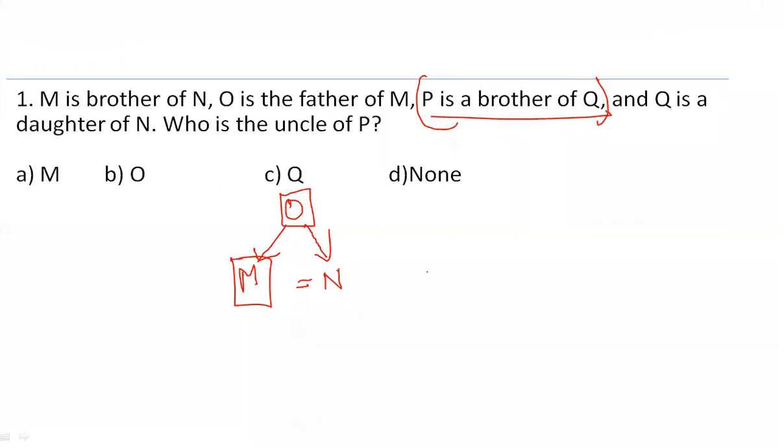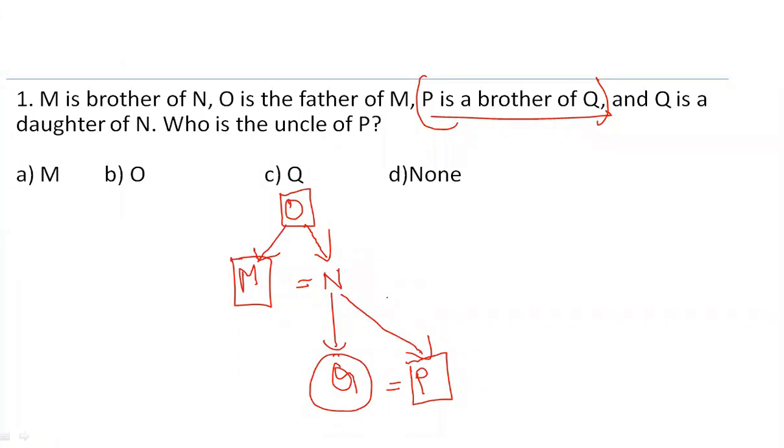Q is a daughter of N. So daughter means next generation, so draw an arrow mark, and daughter means it's nothing but female. Now you understood where Q is. P is the brother of Q means P is nothing but a boy. Brother of Q means this N will be the parent of P also.